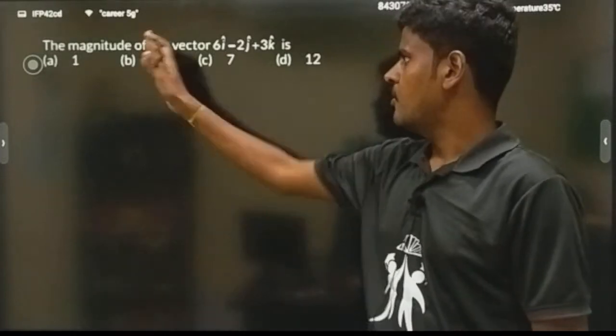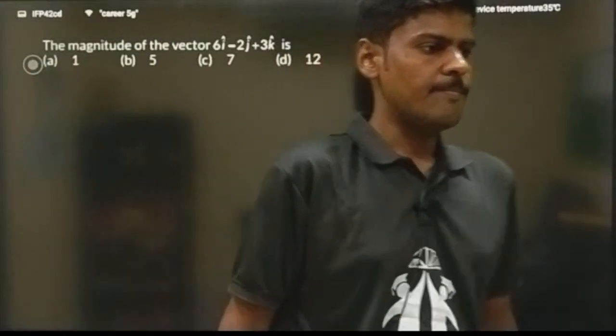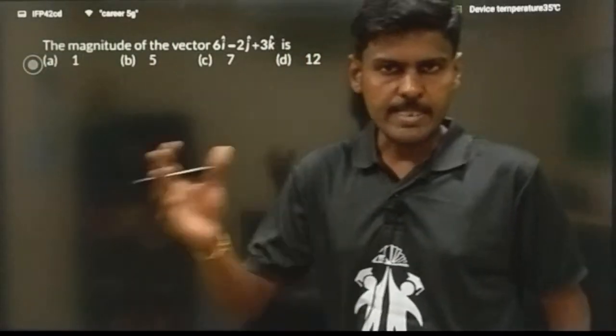Question. The magnitude of the vector 6i minus 2j plus 3k cap is? Okay. What is the magnitude of a vector? The magnitude of a vector is nothing but the distance, and how do we calculate the distance of a point from the origin? This distance, the magnitude, is given by a formula.